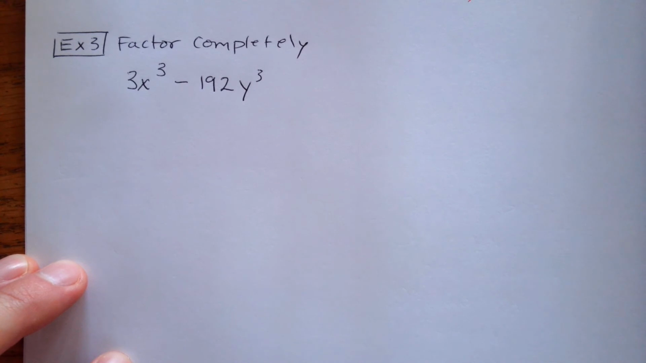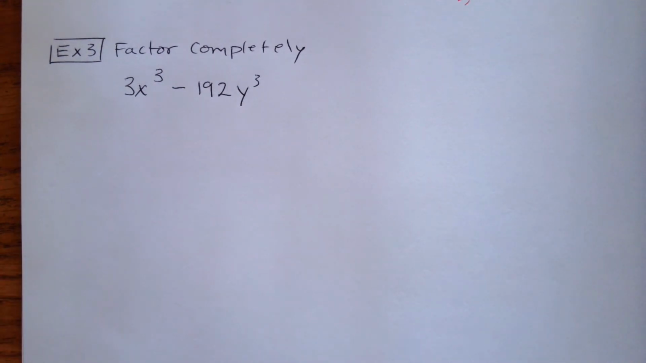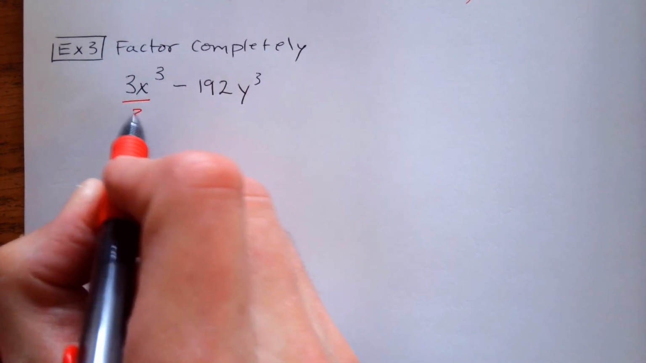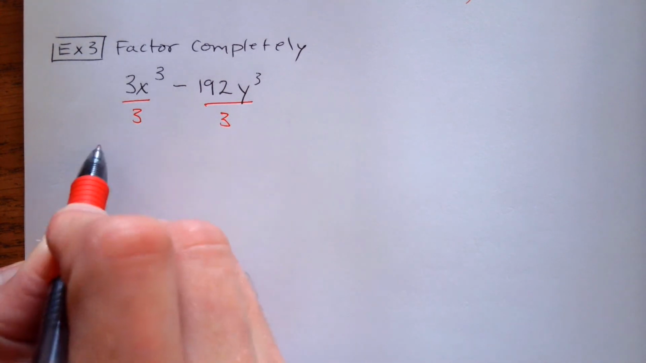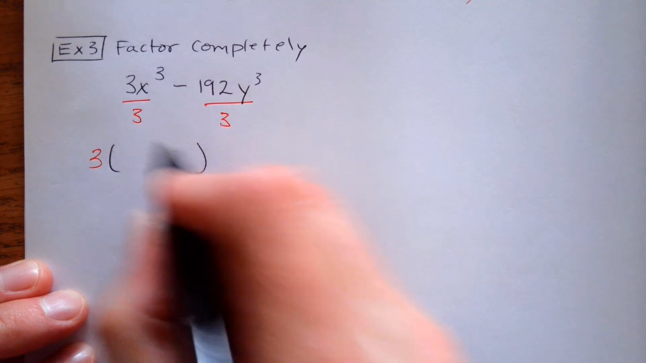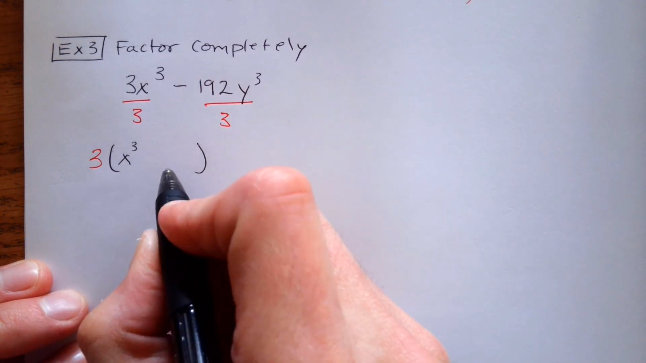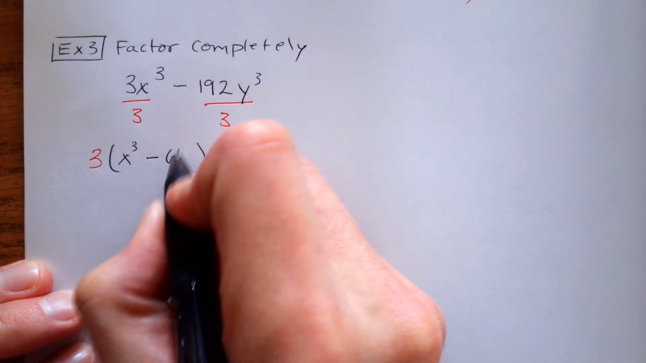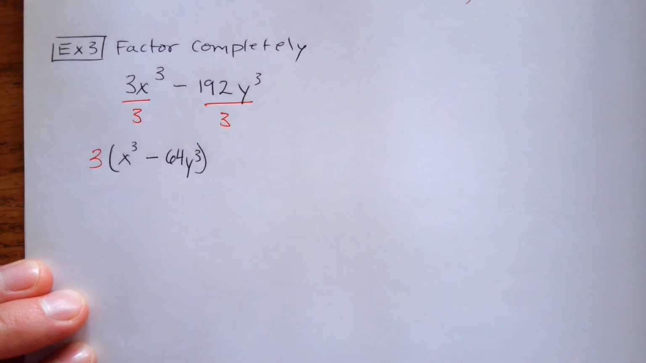What's the first step always? Yeah, see if we can factor out a GCF. So the first step is to factor out a GCF. That's always what we're looking for. And the GCF is 3 in this case, no variable. Whatever you divide by goes on the outside. And we have x cubed minus, is it 64? y cubed. You do this the exact same way as what we did before.